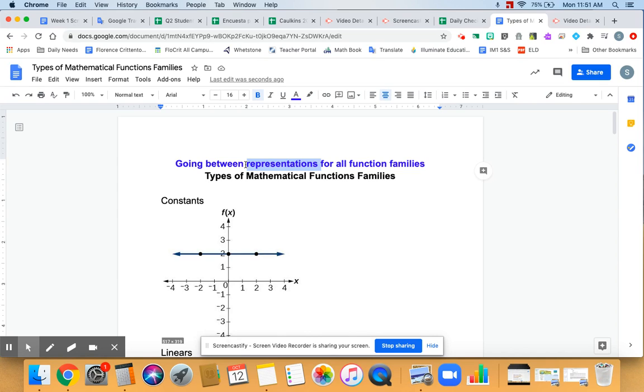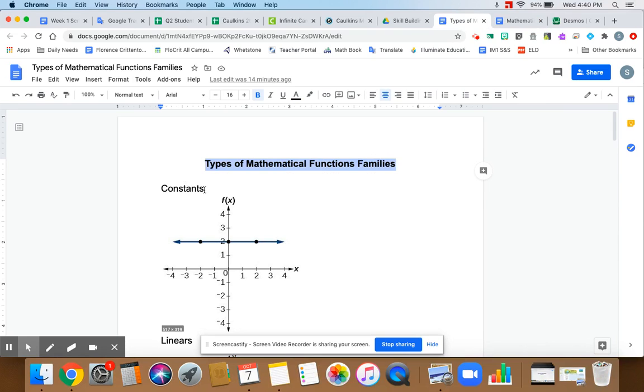And then you will learn throughout your 4 years of high school math, different type of function families, and then you're going to be expected to be able to go between all the different representations. So to quickly explain what I mean by function families, there are many types of them.